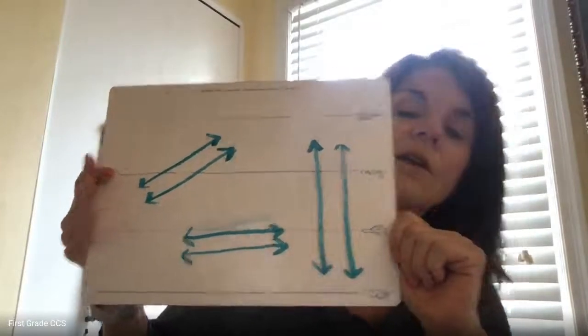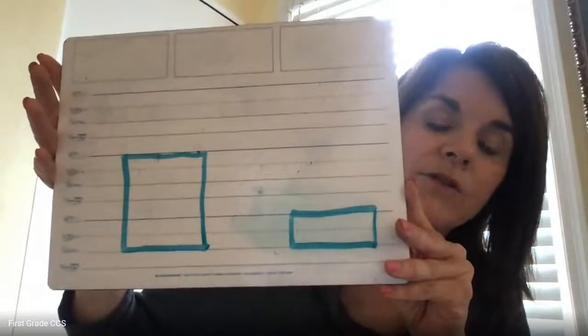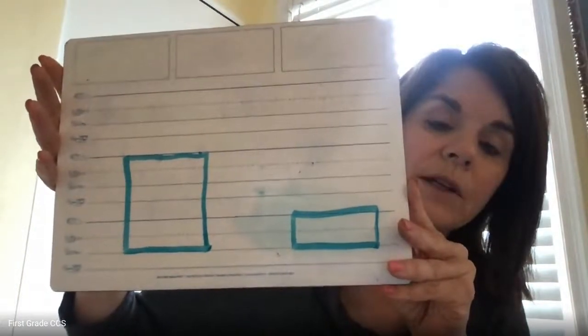So the next thing I want you to do on a piece of paper is, or actually you can even do this on your dry erase board. I should have said that. You are welcome to do this on your dry erase board if you would like. I would like for you to draw a rectangle and I would like for you to draw a square. And you see that I have drawn a rectangle and I have drawn a square.